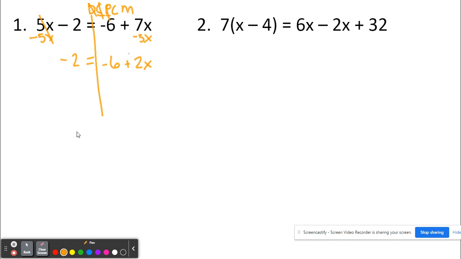So now I'm ready to do my constant. My constant is this 6, so I'm going to do plus 6 on both sides. So I've got 2x is equal to 4. And then I divide both sides by 2 because the last step is multiply or divide, or the multiplicative inverse, whichever one you want to call it. And so my answer is 2.